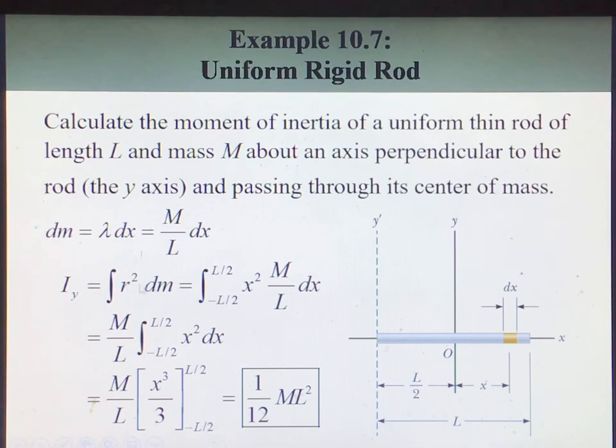If I substitute and calculate my I value about this y-axis, it's just the integral of r squared dm. This will be the integral from negative L over 2 to L over 2. My r squared is just x squared, the distance from this point to my axis. If you substitute your dm, which is all of this quantity, you end up with this. And if you do a little bit of calculus here, by the time this integral is done, you end up with a value of 1 over 12 times M L squared.